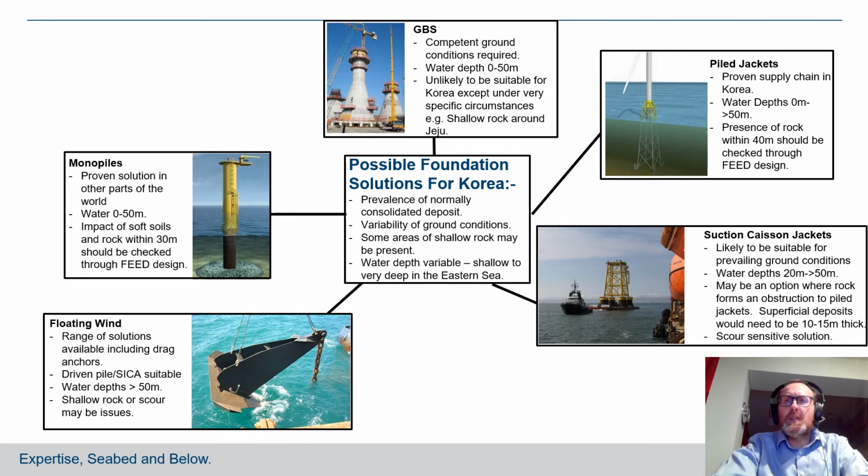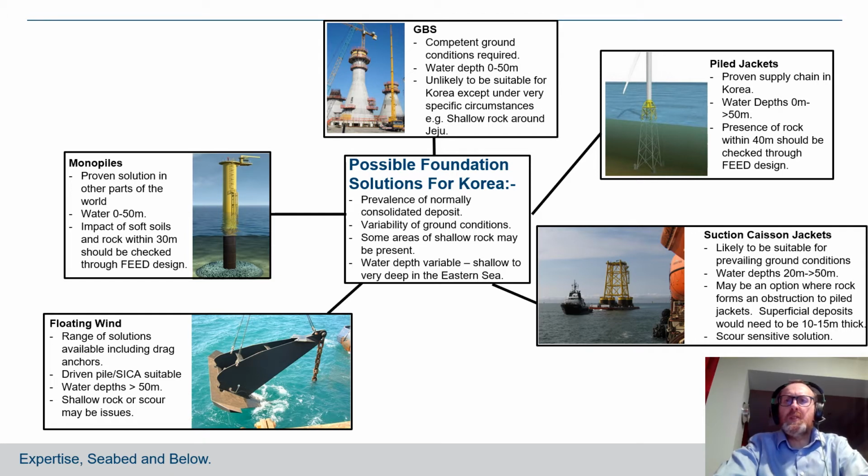Pile jackets is a technology for which there's a proven supply chain within Korea, and so it could be a very good option here. It's possible to go to greater water depths than 50 meters with this solution, but the presence of shallow rock may cause some issues and would have to be checked, because pile length might be significant in the soft deposits. Suction caissons is a less proven solution than the others we've just talked about, but it could come into play for sites where there is shallow rock that might foul monopiles or jacket piles. One thing that would have to be carefully considered with that solution is scour, as it is quite sensitive to scour.